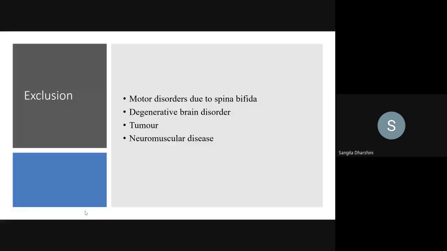So hence, because of the rather strict definitions, we would exclude motor disorders due to spina bifida as CP. We would exclude degenerative brain disorder because generally they are more progressive lesions. We would exclude tumor as a cause of CP and neuromuscular diseases.